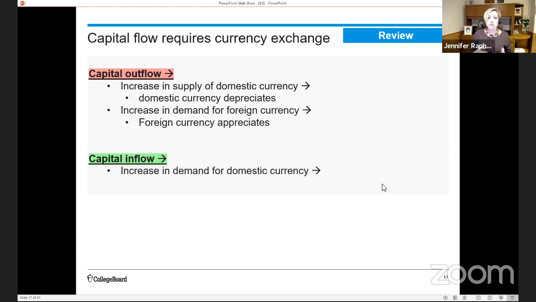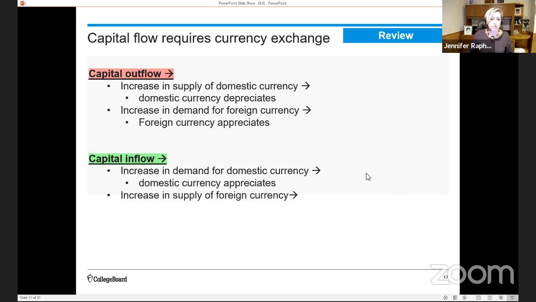Capital inflow is the opposite. You would have an increase in demand for the domestic currency, which, as I'm sure you know and can predict, will cause the domestic currency to appreciate. And in order to purchase the domestic currency, foreigners must give up their own currencies into the foreign exchange market, which causes an increase in supply of the foreign currency, which causes the foreign currency to depreciate. So again, we're making these connections, right? We're tracking economic behavior and we're figuring out the steps that are taken in order to facilitate that economic activity. And then we're just figuring out what is a systematic way to walk through the effect of a change in behavior on a variety of different variables.